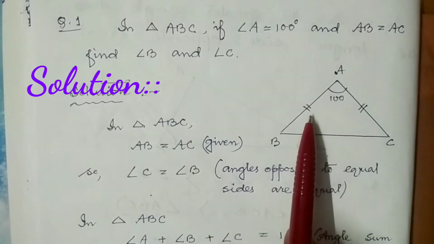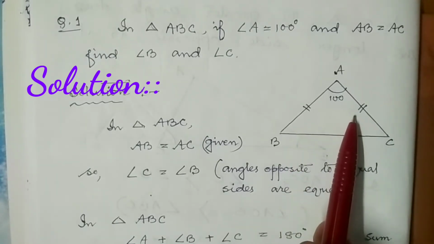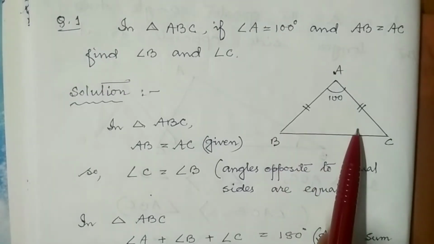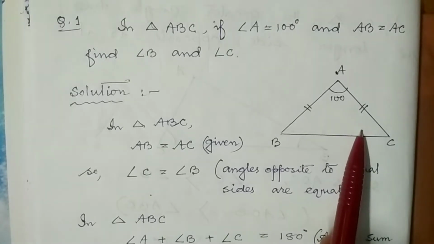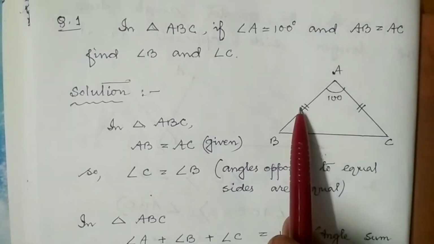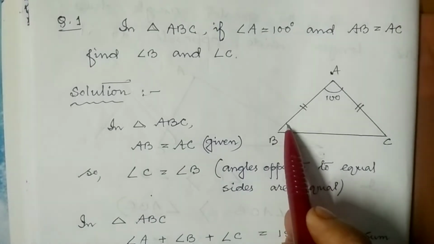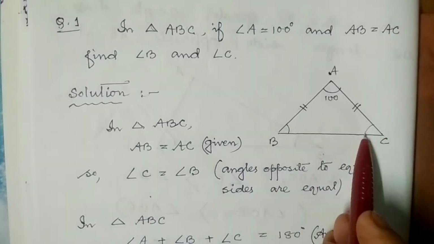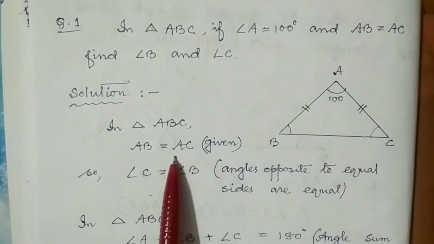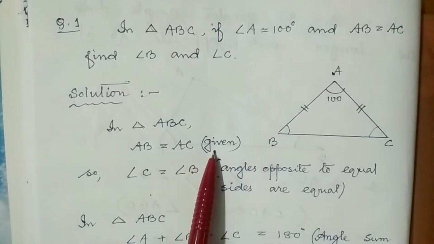We know that when two sides of a triangle are equal, their opposite angles must be equal. Angles opposite to the equal sides are always equal. So these two sides are equal, that means angle B must be equal to angle C. Here I have written AB equals AC. It is given in the question.